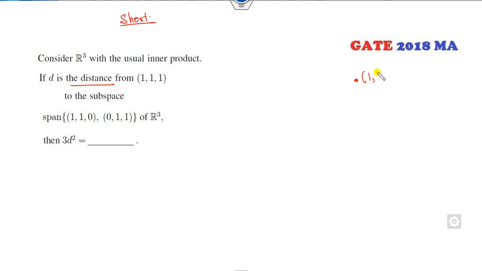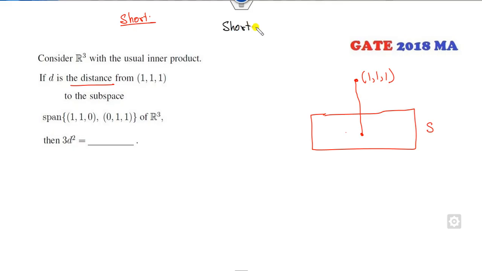There is a point 1, 1, 1. You have to find the distance of this point from this subspace. There are so many methods. Firstly, I will tell you the shortcut tricks, and then I will explain the various other methods. What are the shortcut tips for you?